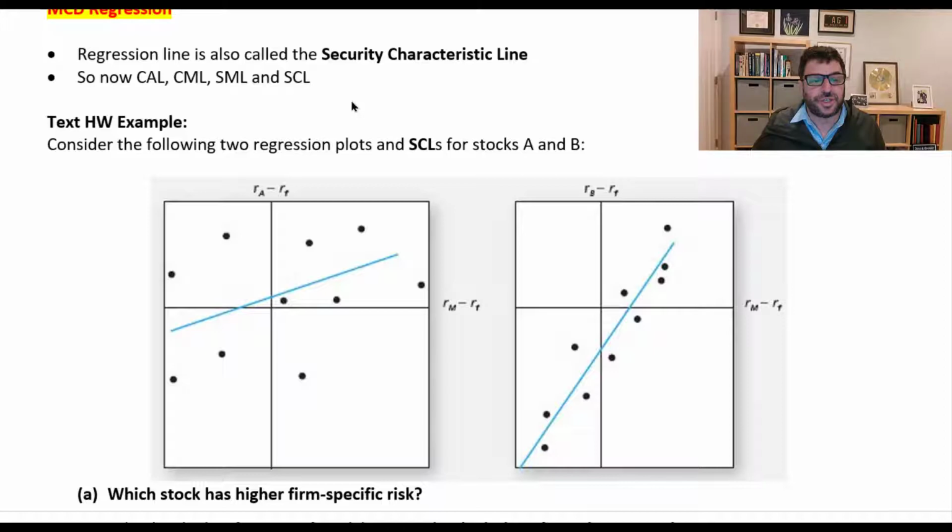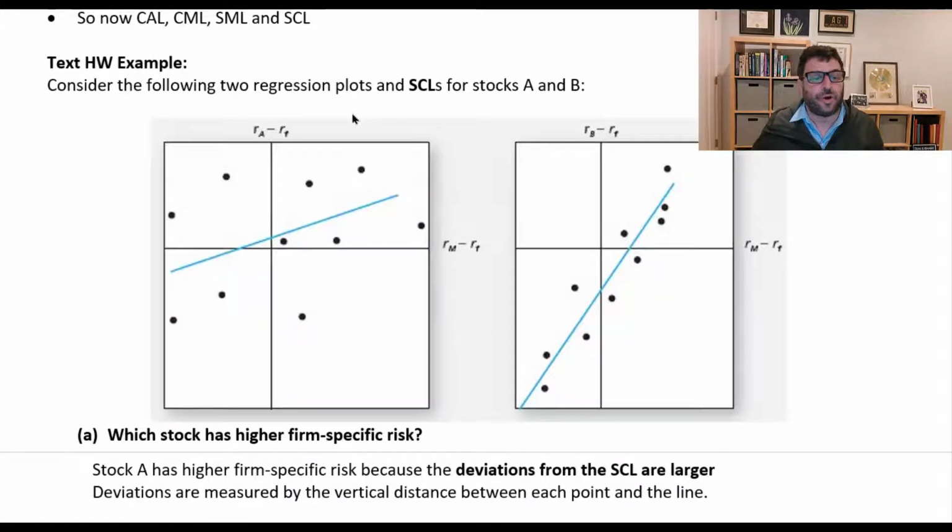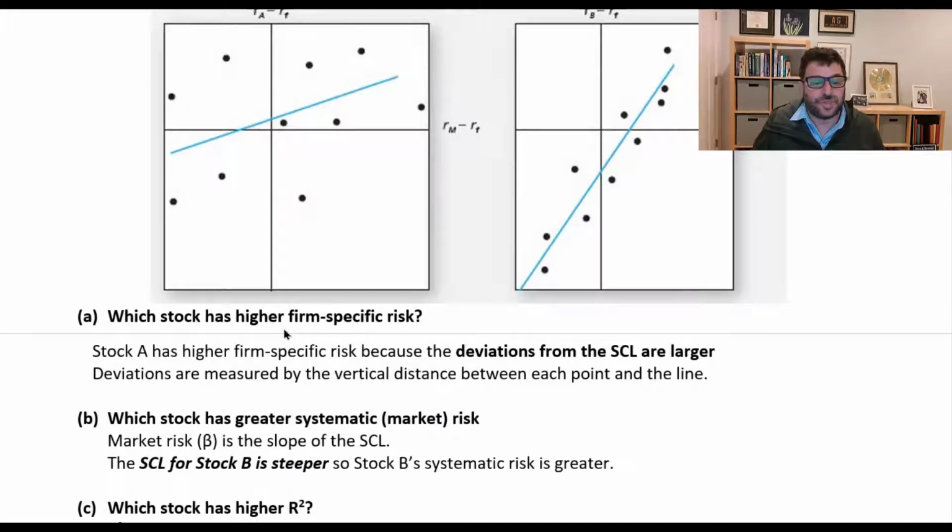So let's look at some of the regression characteristics. And what I'm going to do is take an example from the homework. I just want to go through this very quickly so that we can understand both graphically and mathematically what a regression looks like for two different stocks, stock A and stock B. So just looking at these two graphs, we want to answer a couple of questions about the return of stock A and the return of stock B. And notice that for stock A, the line is a little bit flatter, but it intercepts above the origin. For stock B, the line is a little bit steeper, but it intercepts below the origin. And the dots are a lot more spread out relative to the line for stock A than they are for stock B. So given these two drawings, which stock has the higher firm-specific risk?